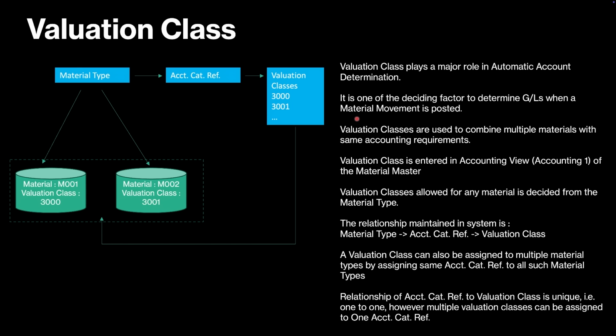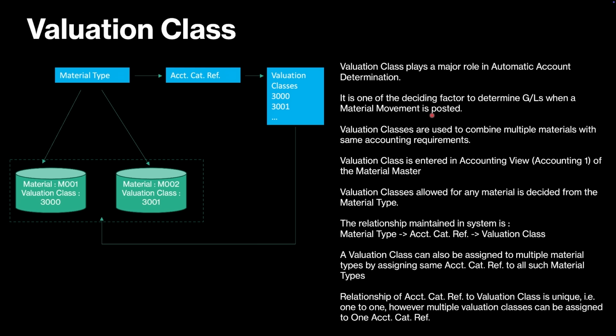postings being done. Now let's understand another factor called valuation class, which is a very important entry in the material master record and which has a major role in deciding the material valuation and the automatic account determination. So you can see the valuation class plays a major role in automatic account determination. It is one of the deciding factors to determine GLs when a material movement is posted.